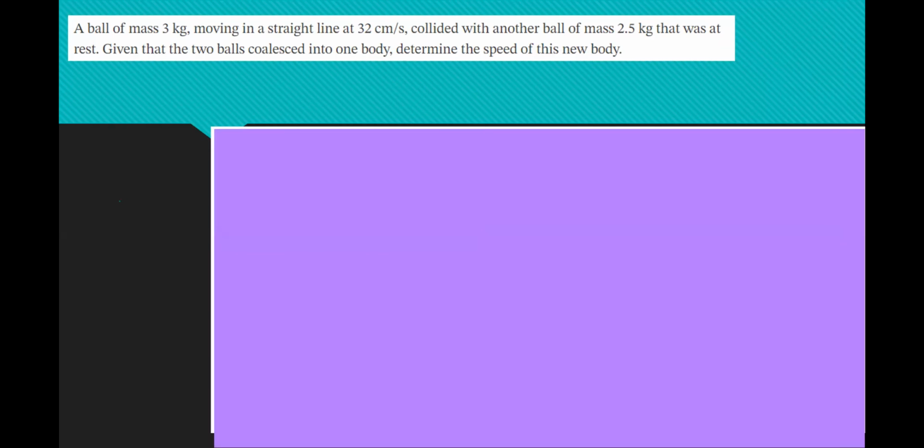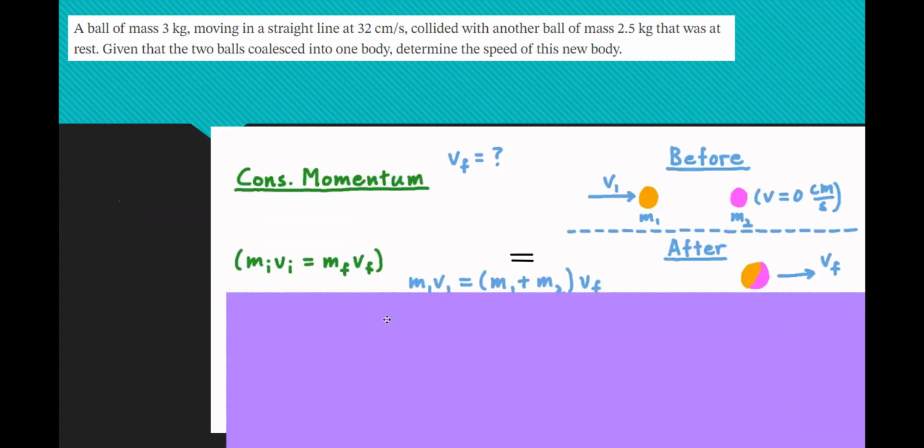Imagine now there's a ball of mass 3 kilograms moving in a straight line at 32 centimeters per second. It collides with another ball that is 2.5 kilograms that was at rest. So the first ball is moving, the second one is at rest, and they collide with each other. Determine the speed of this new body. So let's see the graph here. What did we have?